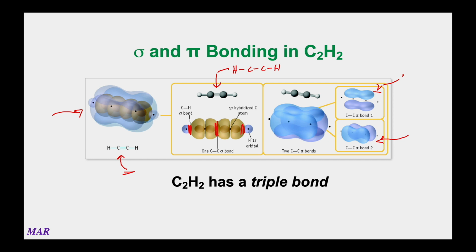Anyway, C2H2 is different than the last one because there are two pi bonds. And so one pi bond will be above and below, two components per pi bond. The other pi bond will be left and right of the molecule. And again, in the middle is where all the sigma network happens. It's pretty cool how this stuff comes together.